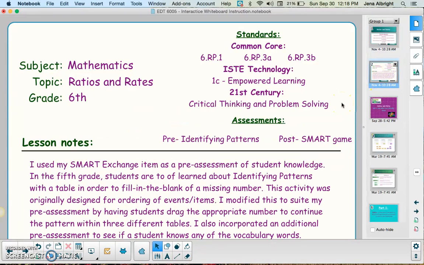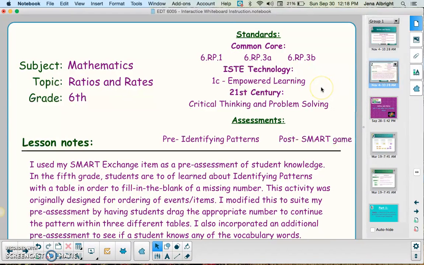Moving along, of course my overall subject is mathematics, and the topic is ratios and rates. Now this is for a 6th grade classroom since I am overall a 6th grade teacher. My standards are to the right. We have our Common Core standards that are listed with 6 ratio proportions.